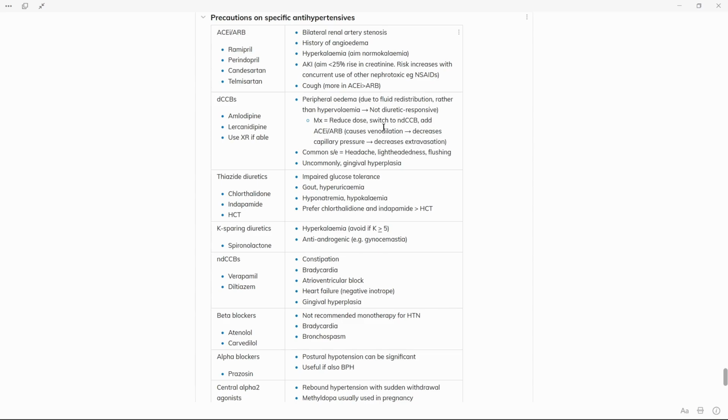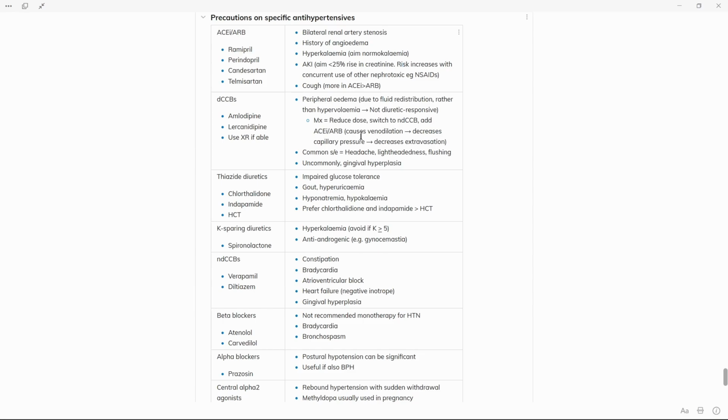Dihydropyridine calcium channel blockers, examples are amlodipine and lercanidipine. The main side effect that most people know about is peripheral edema, and the peripheral edema is due to fluid redistribution rather than hypervolemia, and so treating it with diuretics is useless and causes harm to the patient. The management of peripheral edema from amlodipine is to either reduce the dose, because it is dose dependent, you can switch to a different antihypertensive class, or you can add an ACE inhibitor or an ARB.